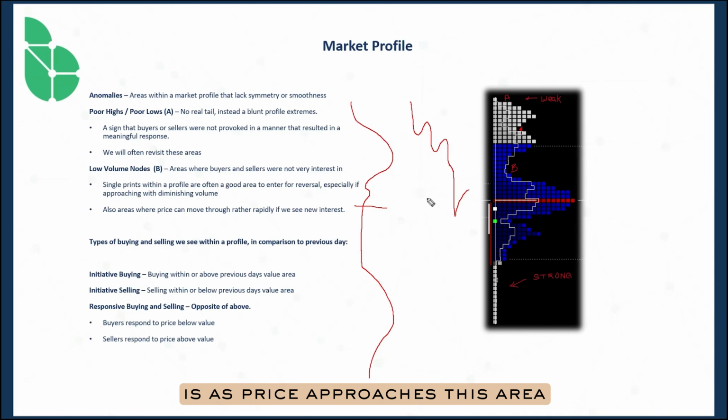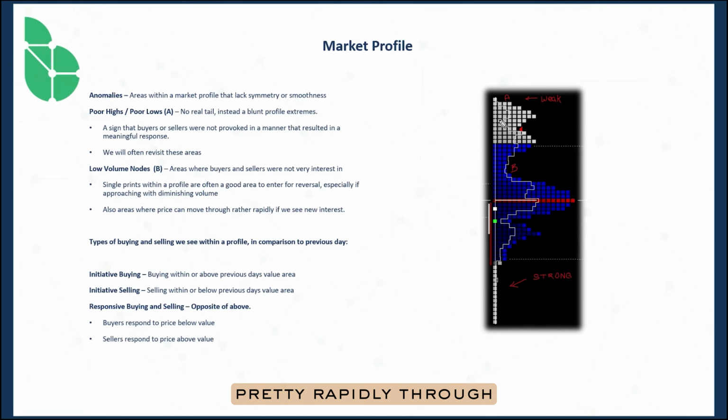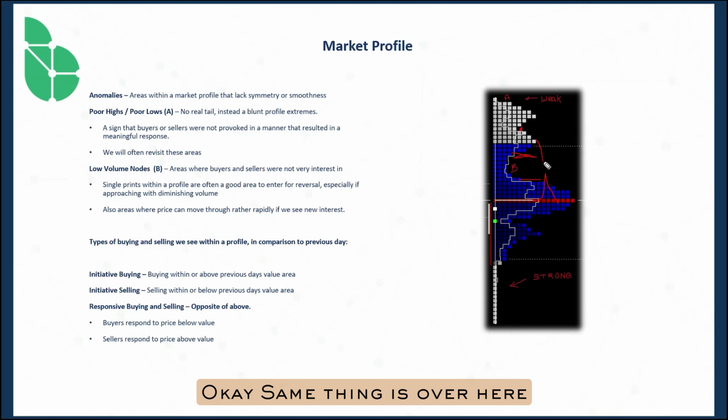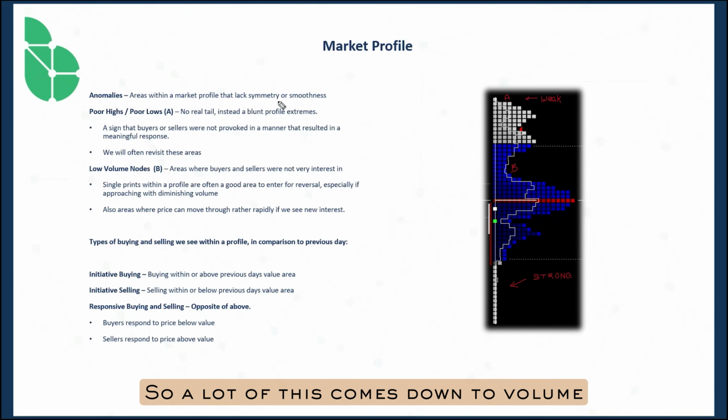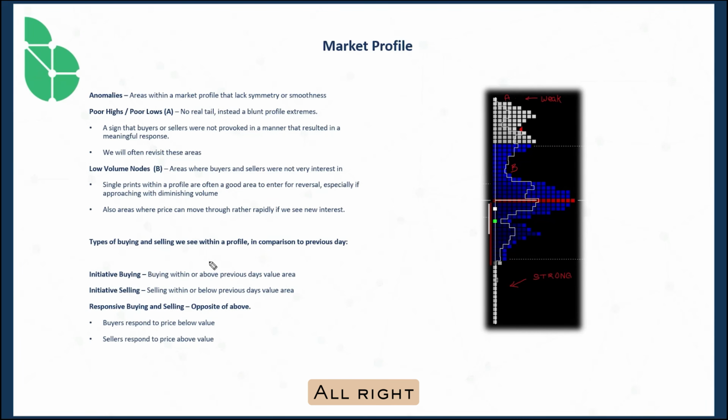Another thing that can happen is as price approaches this area, if we do see that there is acceptance, and volume is picking up, this might be an area that we can move pretty rapidly through. So low volume nodes, the same way they work in volume profiles, can work as ledges. Right here or right here, you might see price move to this area in the future and quickly move out of it. Same thing as over here. Or if you see there's acceptance, this would be an area we'd move through pretty quickly. So a lot of this comes down to volume, and then the types of buying and selling we see within a profile.